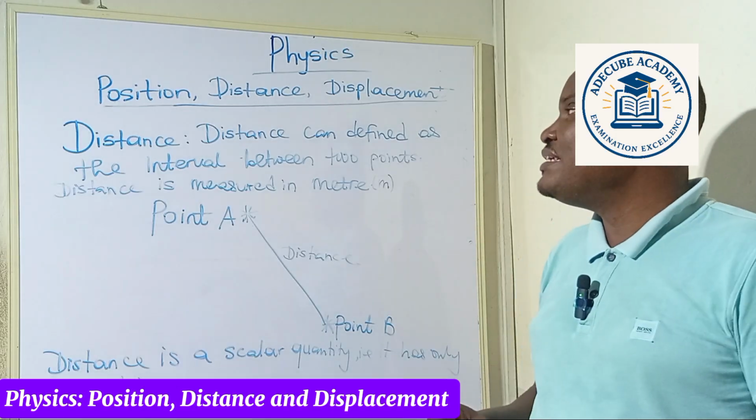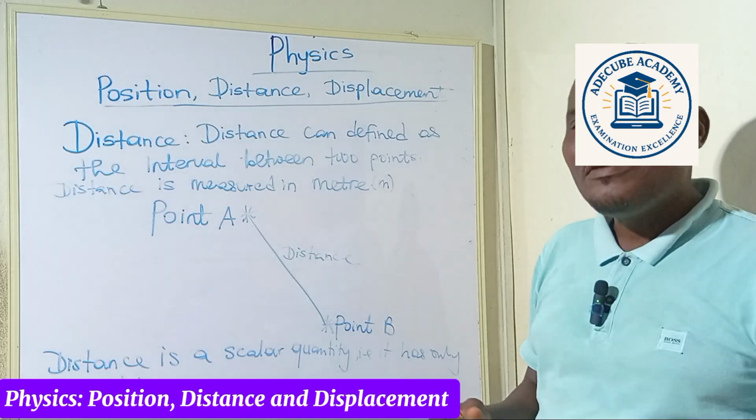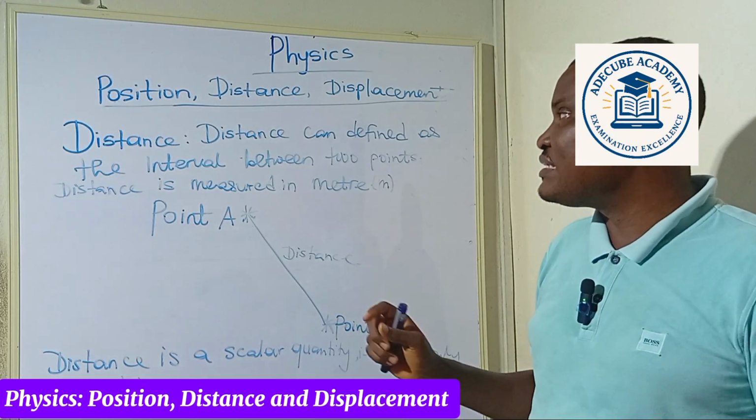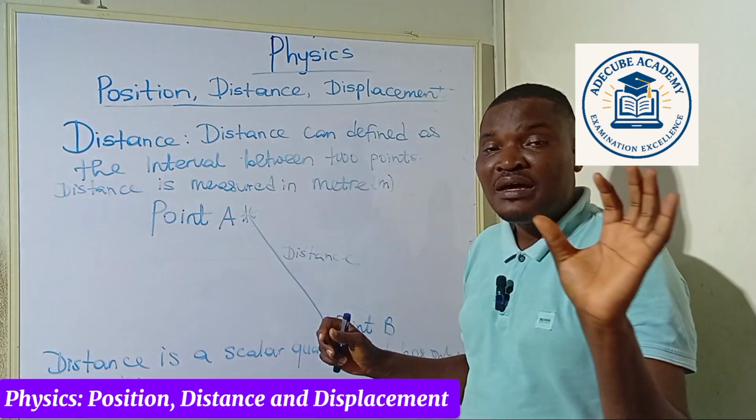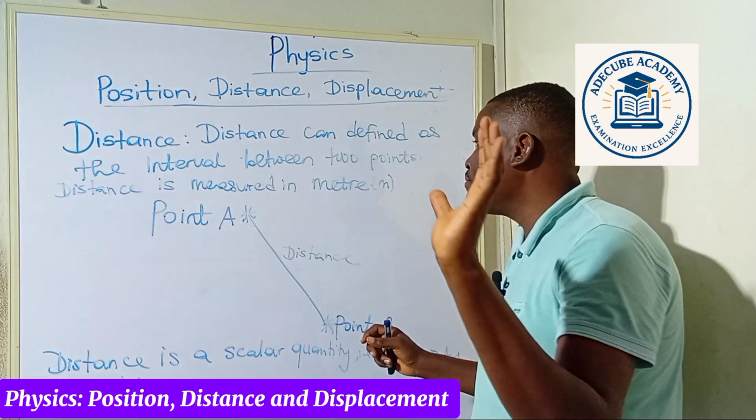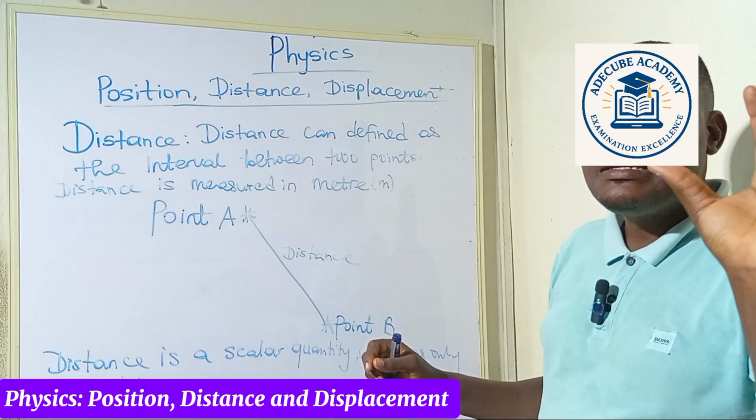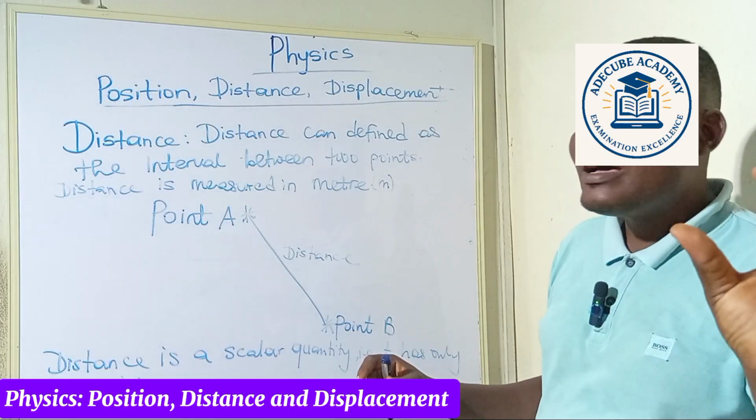I will explain in the next subtopic, that's displacement. I'll explain further in that. So just take note of it that distance can be defined as the spacing or interval between two given points. And distance is measured in meter. Distance is also a scalar quantity.